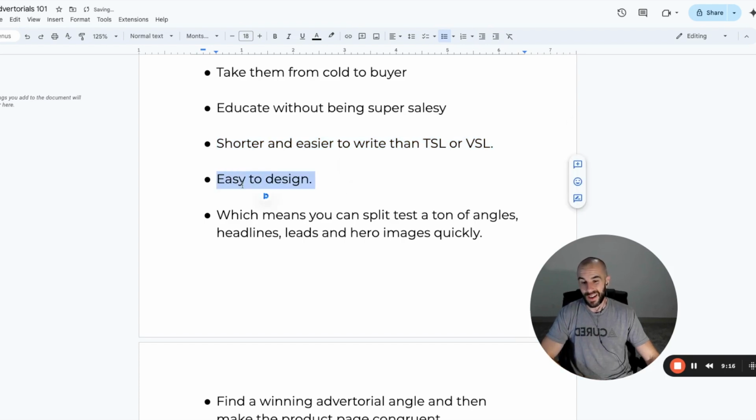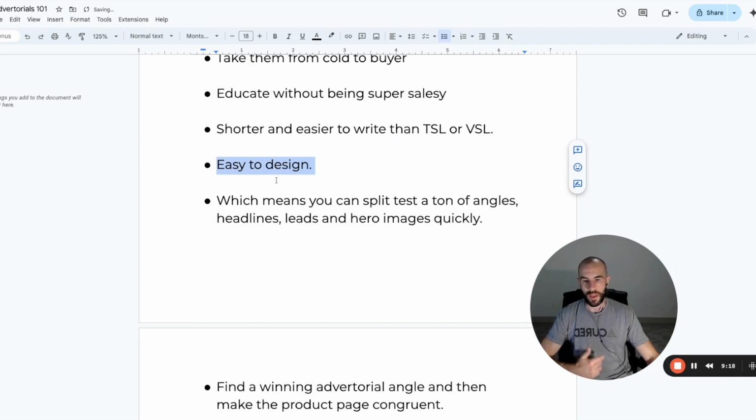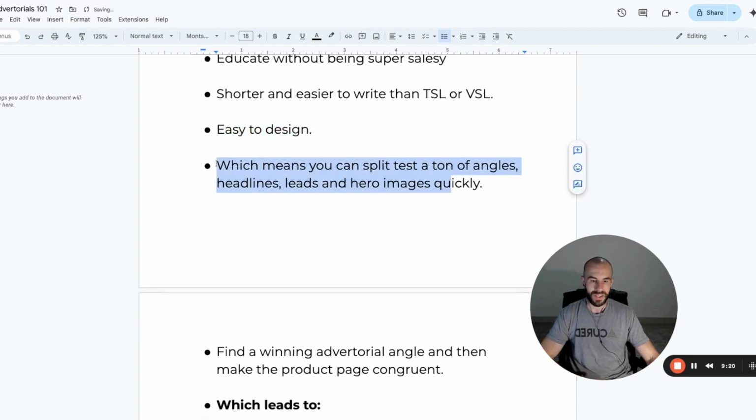And they're easy to design. So because they're easier to write and they're easier to design, you can split test a ton of angles, headlines, leads, and hero images. So a hero image is you're going to have a headline, then below the headline, you're going to have the image right there that is attention grabbing for the reader.